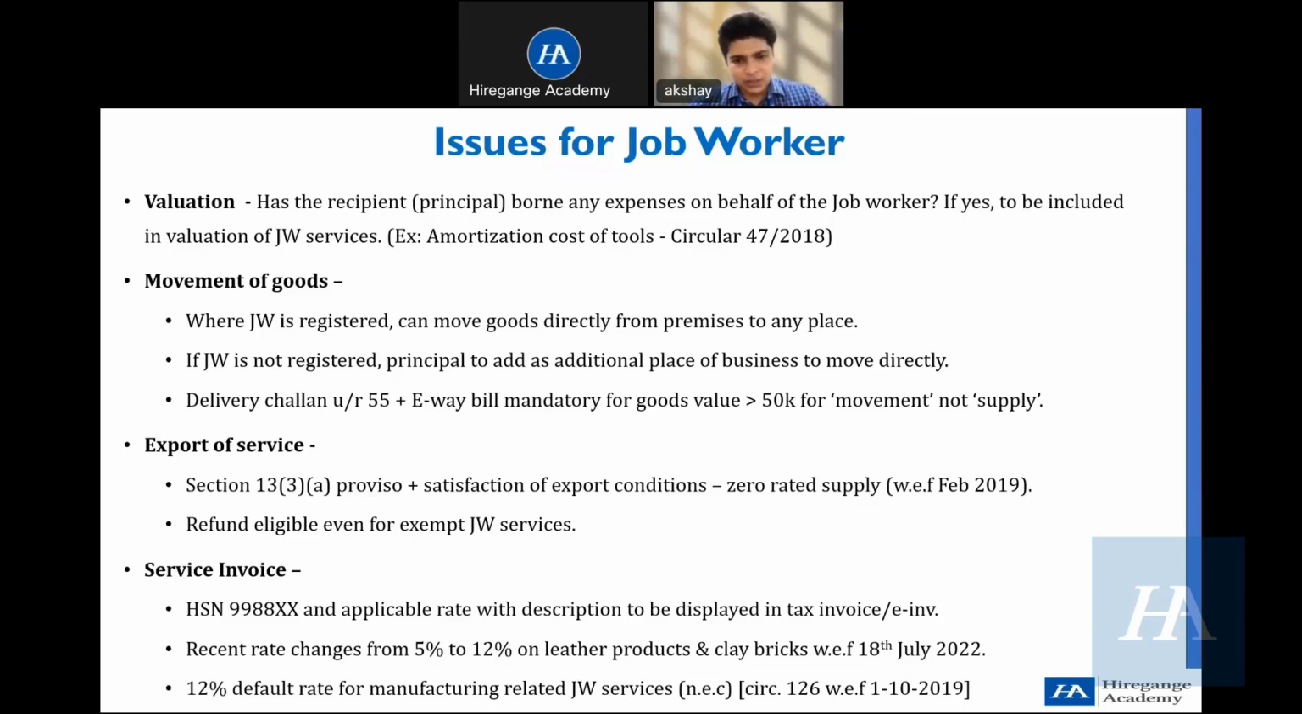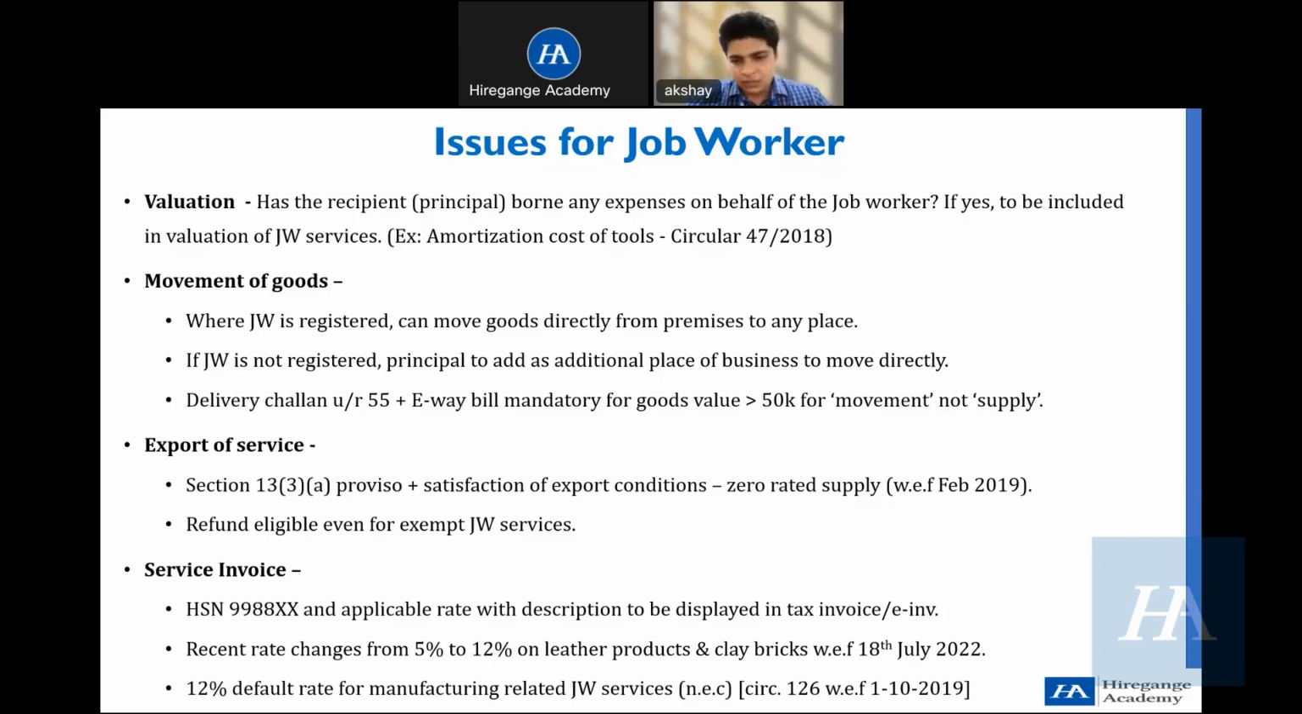Presently 20 crore is the limit, and from October 2022 onwards it is going to be reduced to 10 crores. There have been recent changes from 5% to 12% on leather products and clay bricks with effect from 18 July 2022. This is through the 47th GST Council meeting and the notifications which came in lieu of that. There is also a 12% default rate for other manufacturing related job work services not elsewhere covered.